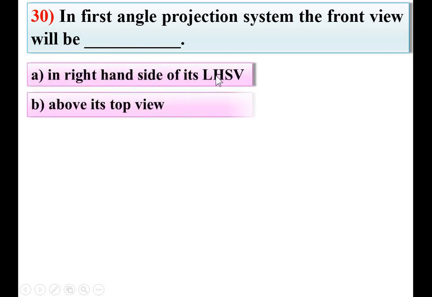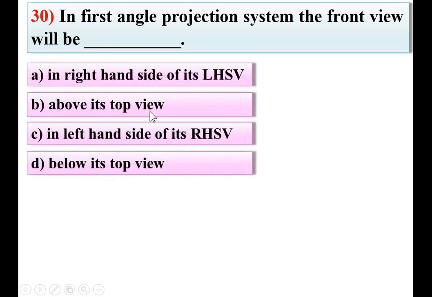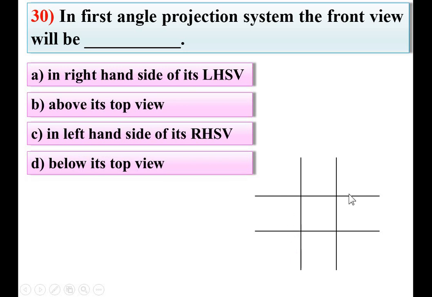Next, in first angle projection system, the front view will be: in right hand side of its left hand side view, above its top view, in left hand side of the right hand side view, below its top view. So I will show you first the position of all views in case of first angle projection method. So these are the reference lines, and start with the front view. Now if I want to draw the top view, then observer must be at the top. Now in case of first angle projection method, always view is opposite to the observer.